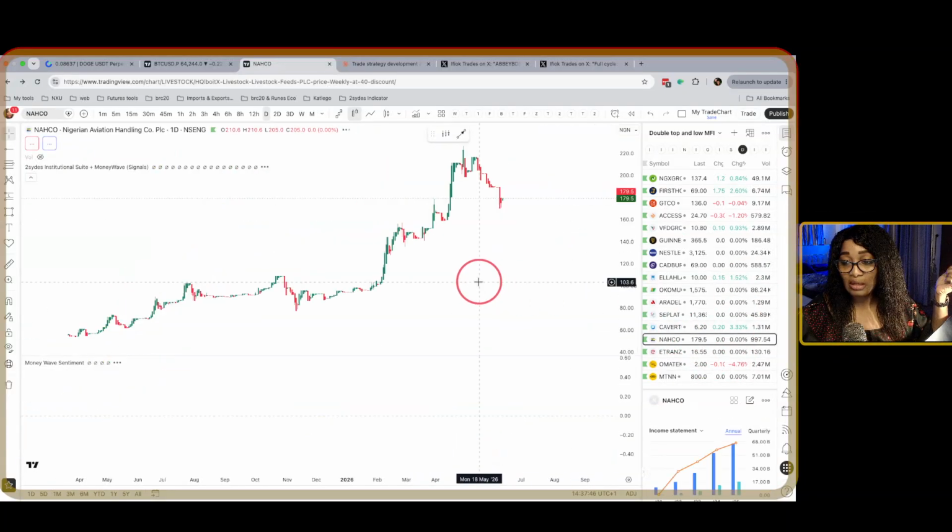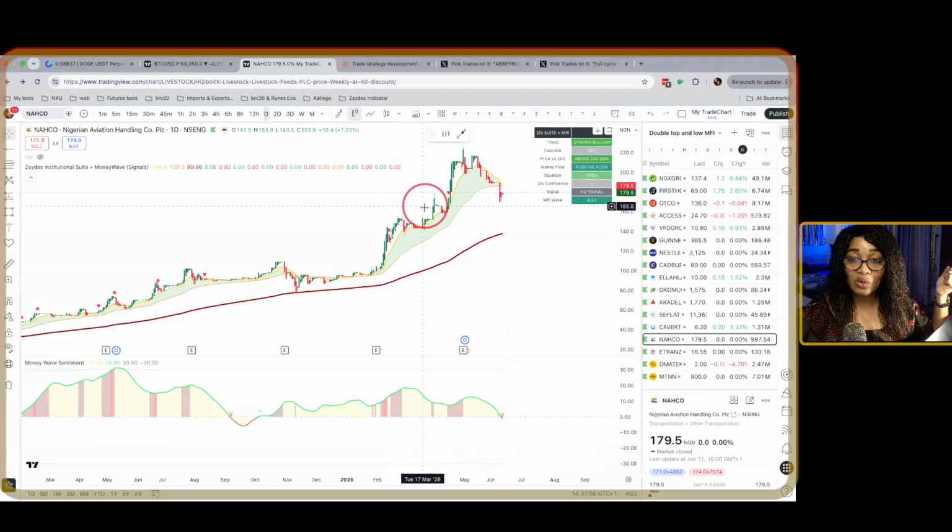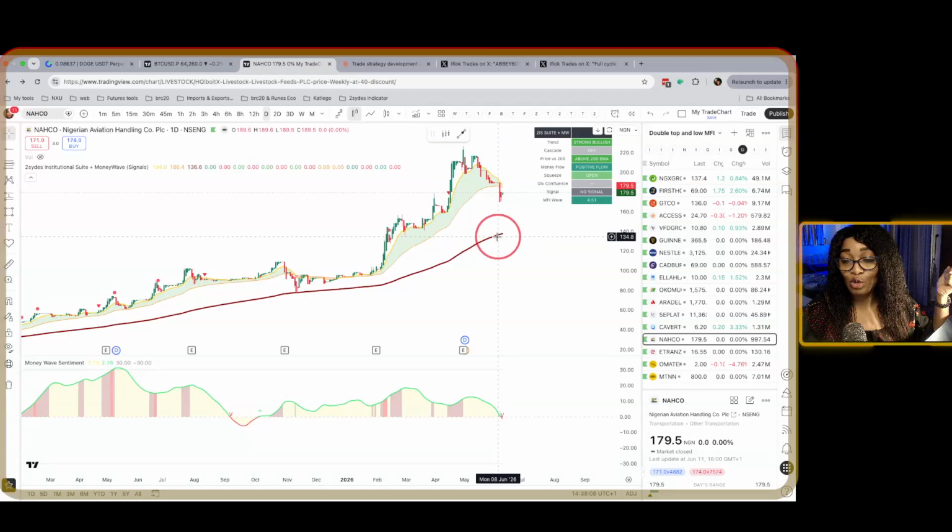So let's look at NAHCo at 179.5 kobo, and you can see it has been on a complete tear. It's just now that money flow is entering negative territory, so this could be distribution, and if it continues to come down, that's a major decline, but not to worry. Support can be found around the 200 EMA, and if it doesn't, it will just continue to go a little lower. Okay, so that's for NAHCo, right?